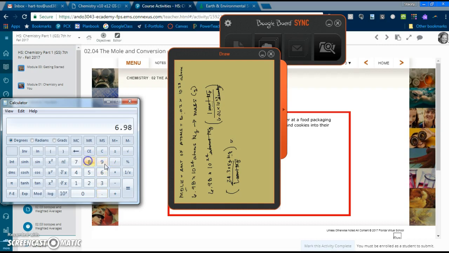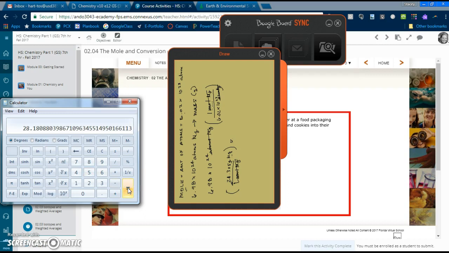6.98 divided by 6.02. My trackpad's not cooperating here. Okay, and I'm going to equal that out, so I've got 1.159, and then I know that's going to be multiplied by 24.305, which is the mass of 1 mole. Make sure you're typing yours in correctly.